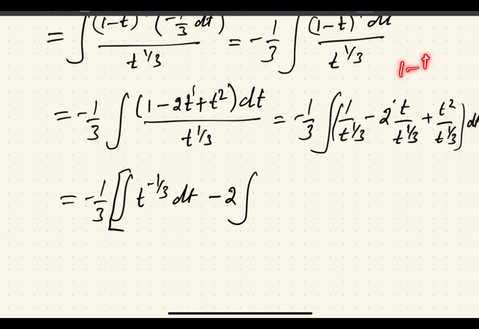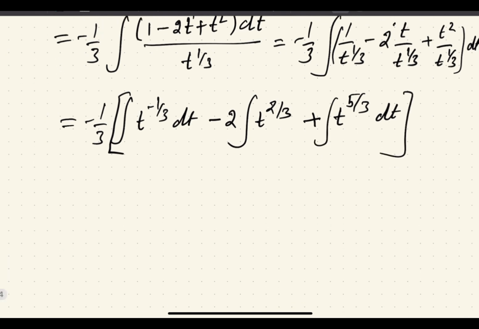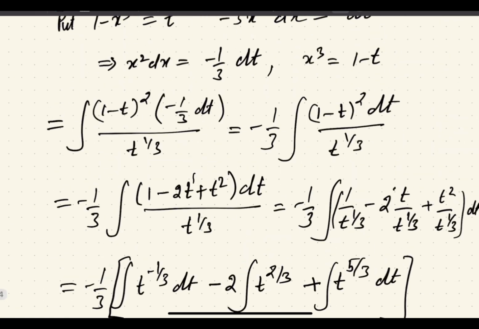1 take away 1 over 3, that will be equal to 2 over 3. This will be t power 2 over 3, and plus t power 2 take away 1 by 3, that's 6 minus 1, 5 by 3. This will be 5 by 3. Then after that you can solve yourself, and here dt, and here integral, and the rest you can do yourself. Okay, this was your fourth question.